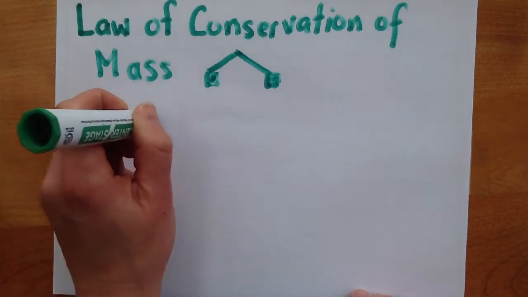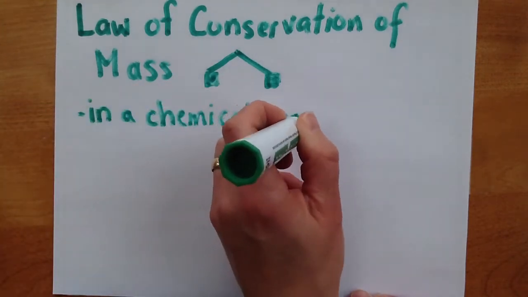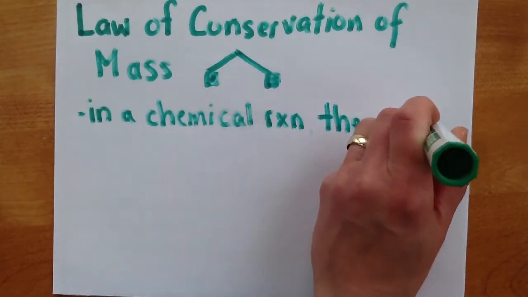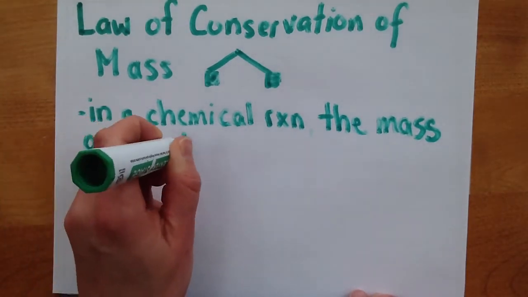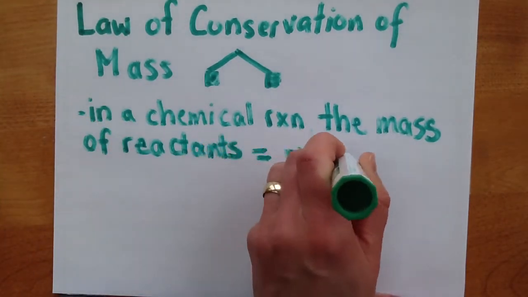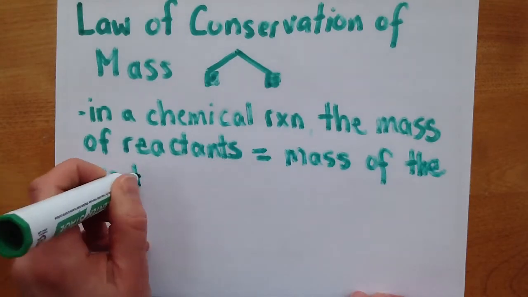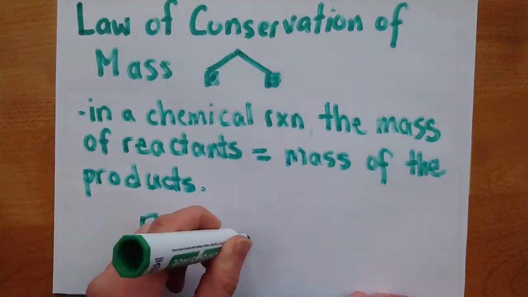Law of conservation of mass. In a chemical reaction, the mass of the reactants must equal the mass of the products. The reactants are on the left-hand side of the arrow, and the products are on the right-hand side of the arrow.